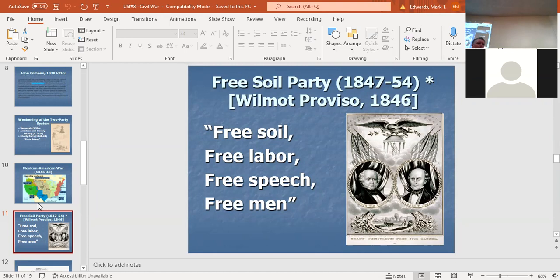I mean, who made up the Free Soilers? It's Northern Whigs and Northern Democrats. But even Northern Democrats and Northern Whigs who chose to stay in those parties still began to talk the language of free soil, free speech, free labor, free men. Just like the slave power imagery and slogan was popular, so was the free soil, free labor, free speech, free men ideology and catchphrase.